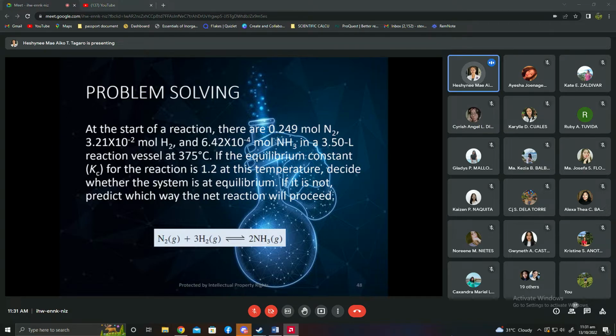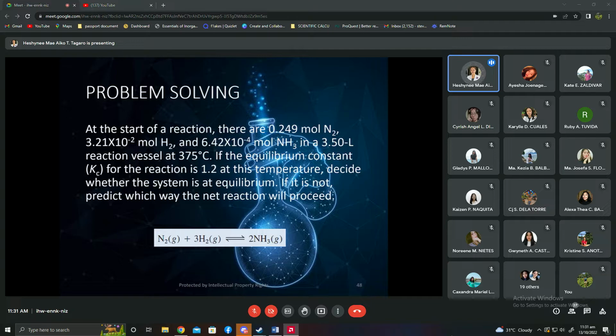Okay, very good. The system is not at equilibrium. Your Kc is 1.2, your Qc is 0.611. So what does that tell us? If the system is not at equilibrium, then which way will the net reaction proceed?